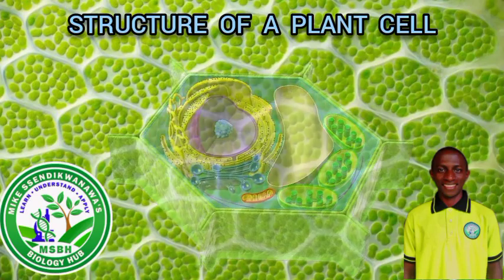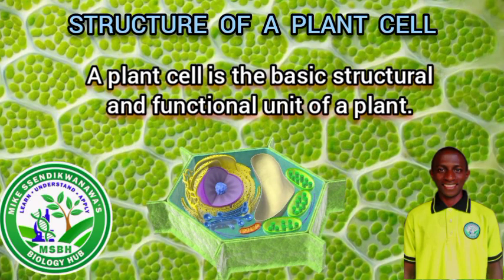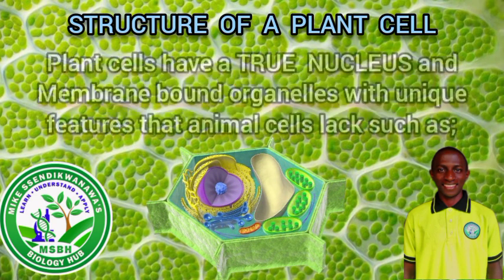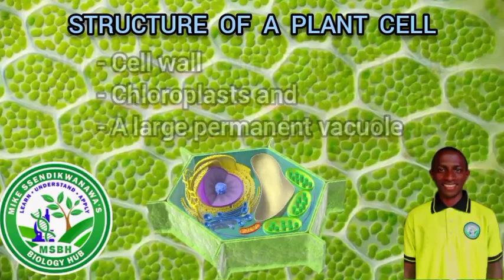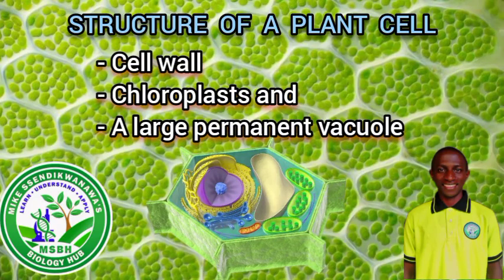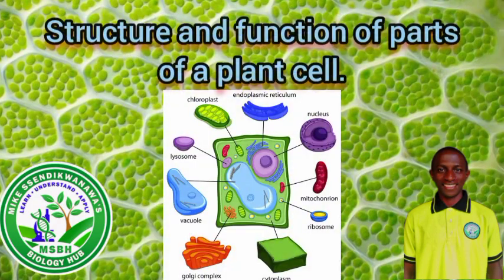Structure of a plant cell. A plant cell is the basic structural and functional unit of a plant. Plant cells have a true nucleus and membrane-bound organelles with unique features that animal cells lack, such as cell wall, chloroplasts, and a large permanent vacuole. Structure and function of parts of a plant cell.